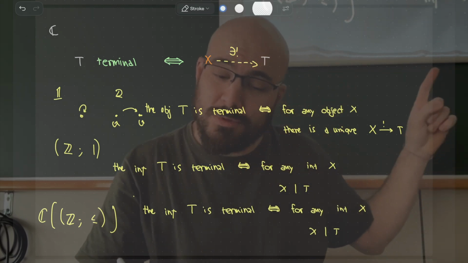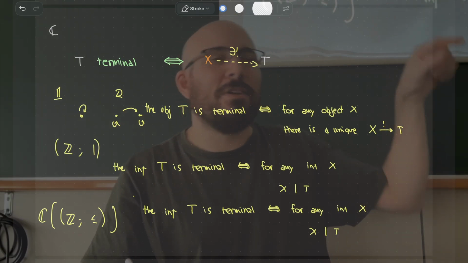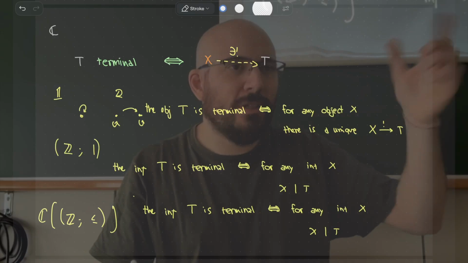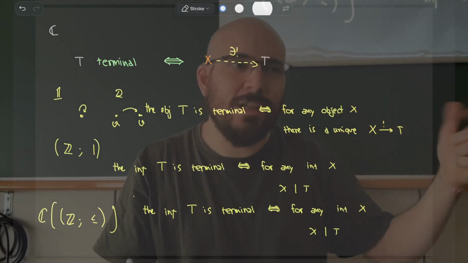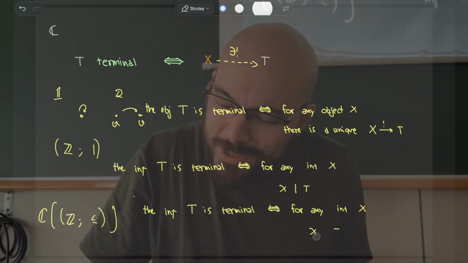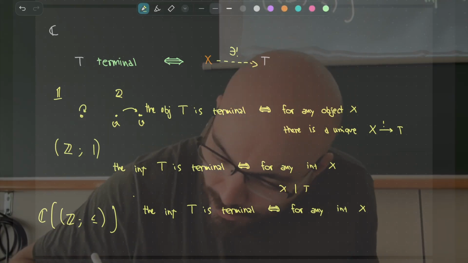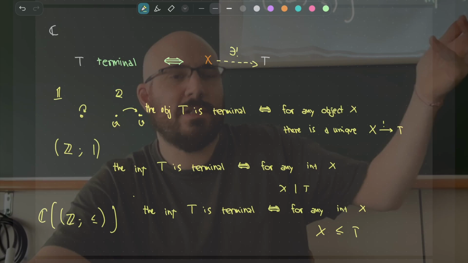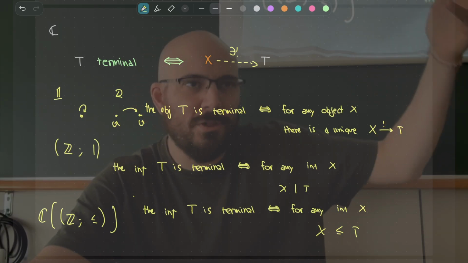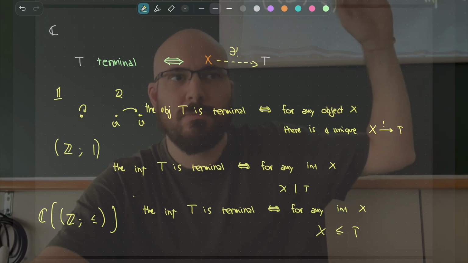It's not the bottom. Maybe it's called... look at how it's denoted. Okay, actually the T is for terminal, but it's a pun. It's simultaneously terminal and top as well. So here it means that for any integer x, x is less than or equal to t. So essentially we're discovering that if your category comes from a poset, terminal means top, means maximum.